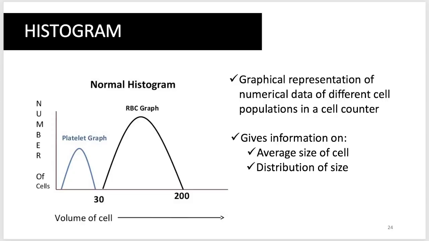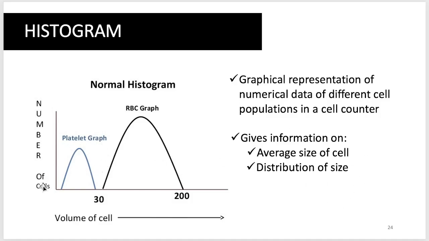Now, let's talk about histogram. So, ito yung sinasabi natin, di ba? Yung histogram natin kanina, ito yung nakikita natin ay graphical representation of your numerical data of your different cell populations in a cell counter. So, ano nakukuha natin sa ating histogram? Nakakuha tayo ng data in regards to the average size of the cell as well as the distribution of the size. So, ito yung mga importante.